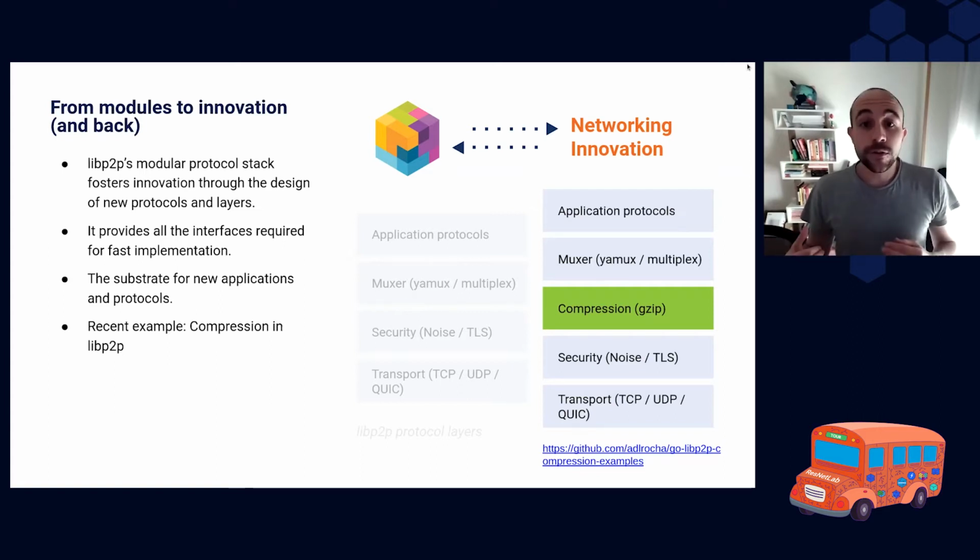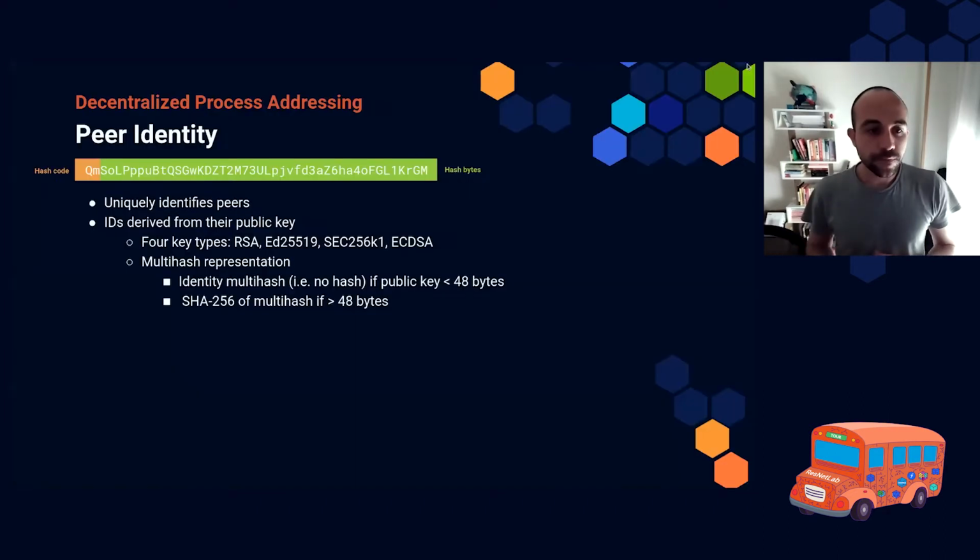At one point, someone could come and implement their own compression application, and they could come up with a new layer the same way we came up with the compression layer. So we see that we have the perfect substrate to perform innovation. And the two key schemes that make decentralized process addressing feasible are first peer identity and then multi-addresses, which we're going to talk about in a moment.